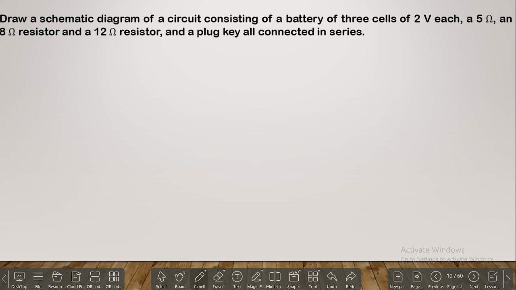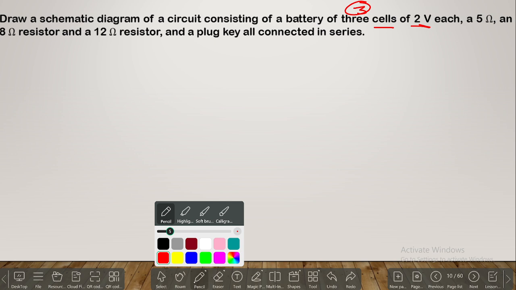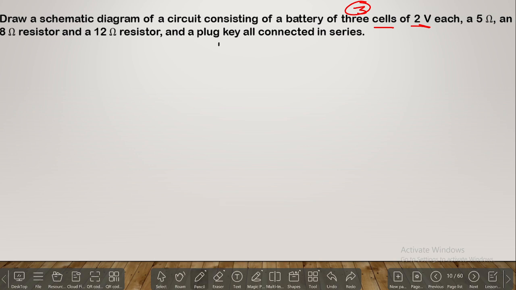Next question, draw a schematic diagram of a circuit consisting of a battery of 3 cells. Totally how many cells are there? 3 cells of 2 volt each. That means what is the potential difference of each cell? Each cell is going to have a potential difference of 2 volt, and totally 3 cells are there. Then you can write it as 3 into 2 is equal to 6 volt. And this larger vertical line is called positive and the smaller line is called negative. Always the negative terminal must be connected to the positive terminal of another cell.